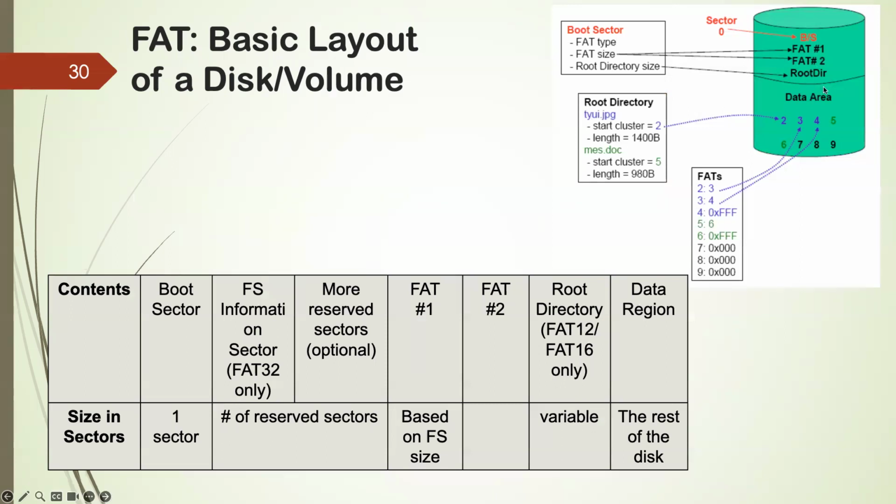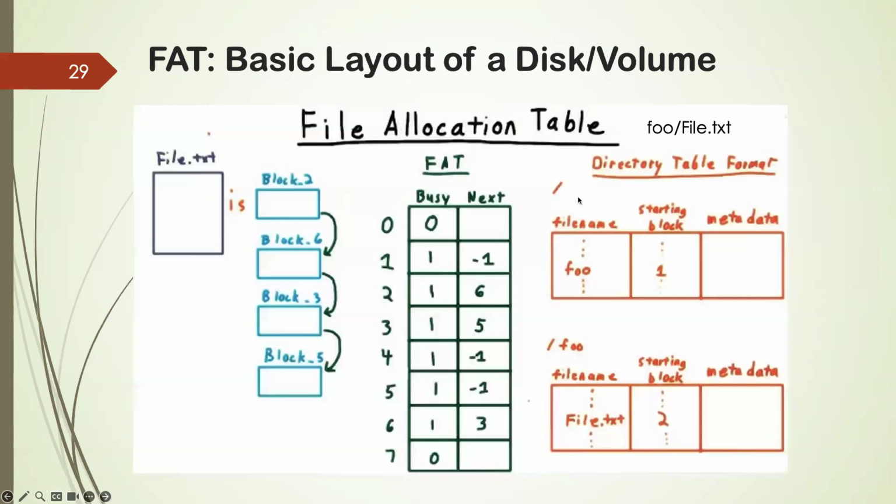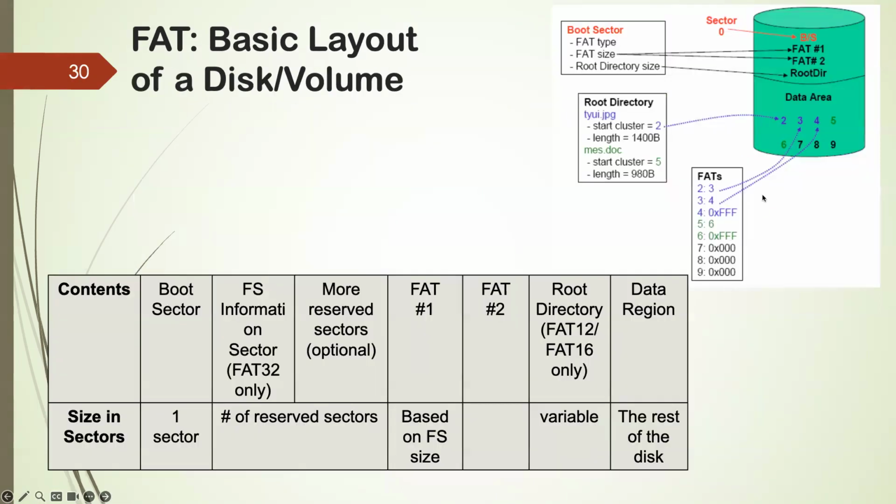Whenever you want to retrieve a file or write a file, you will first have to go and look into the root directory. In the root directory, you will see information about different files, like the name of the file or the folder, the starting block, and some metadata. And after that, you can just start following this. In this particular example, we have two files. The first one is a JPG file, tyui.jpg, and the second one is a doc file.